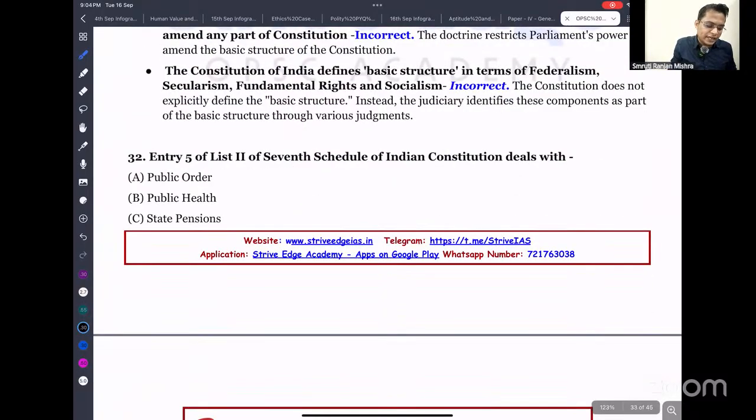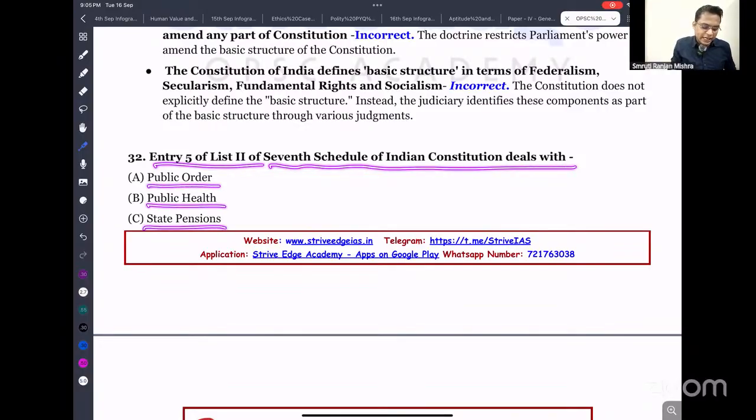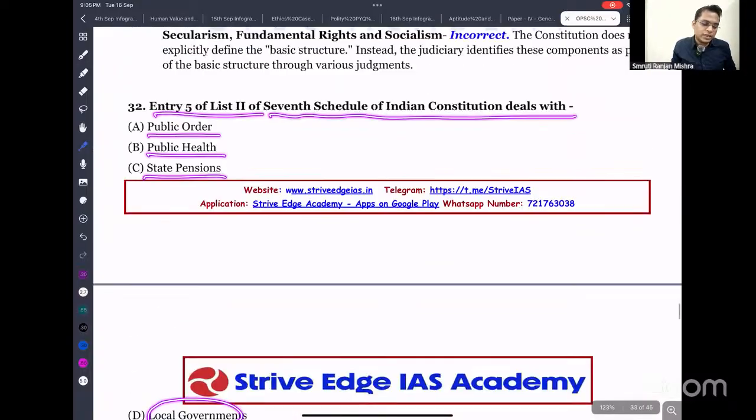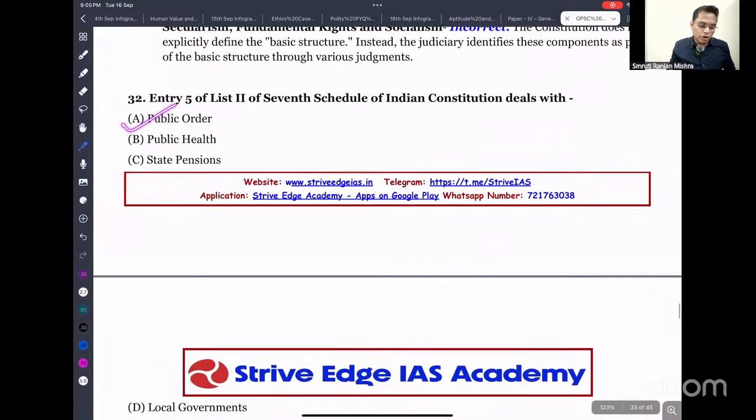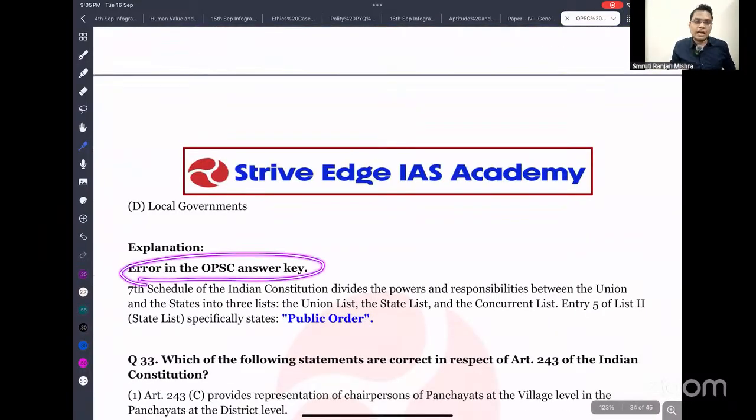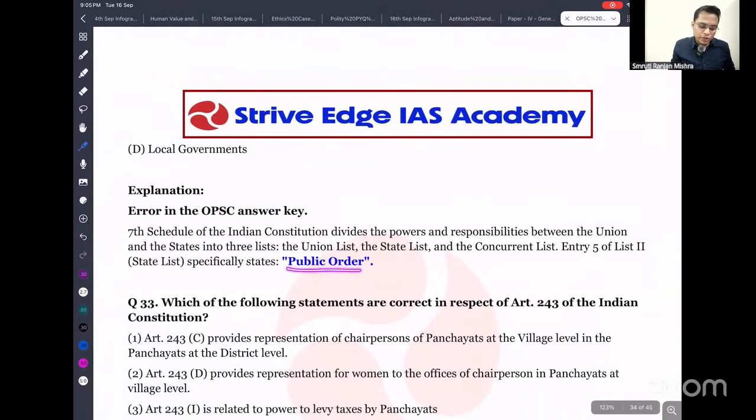Next is entry 5. Entry 5 of List 2 of the 7th Schedule of the Indian Constitution deals with public order, public health, state pension and local government. Here the answer is public order, but in OPSC there is an error in the answer key. I don't know how they are making this question, but if you look into it, it is public order.